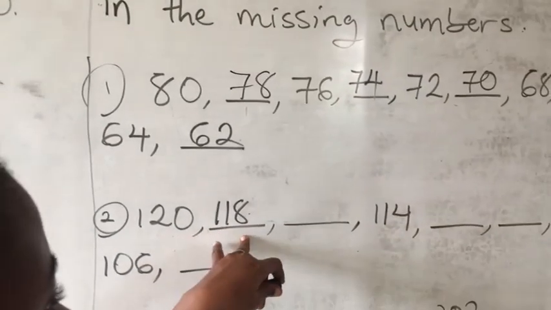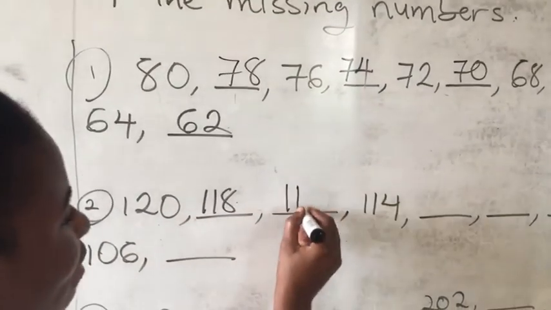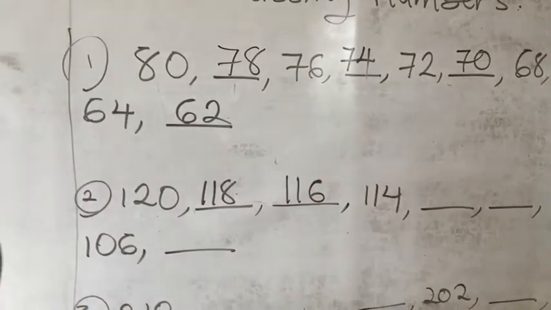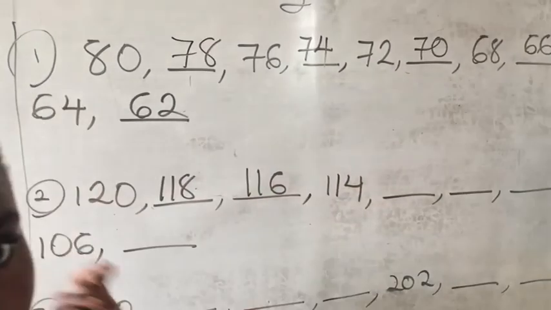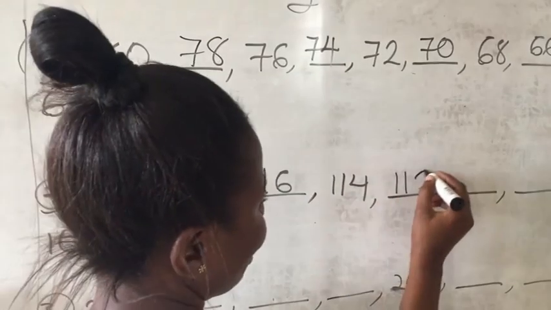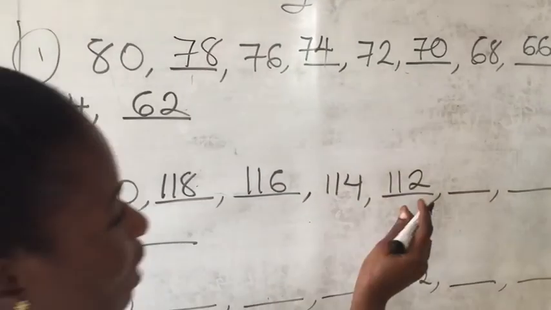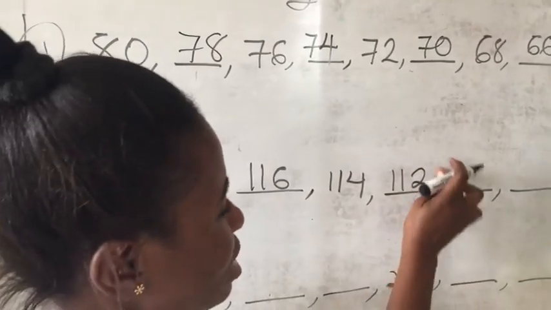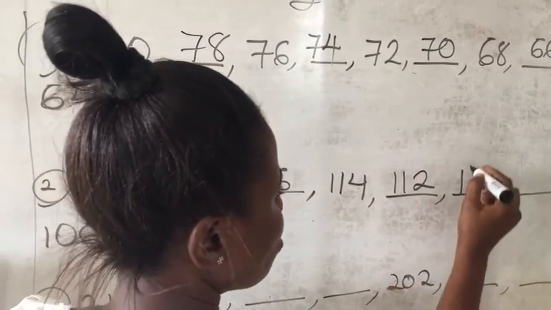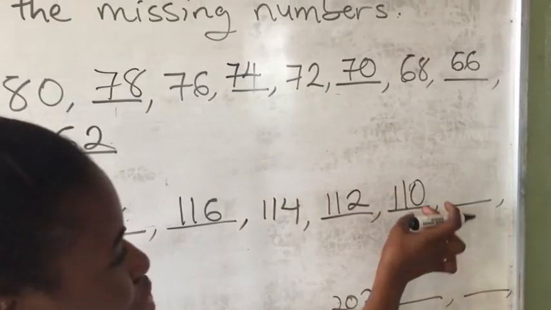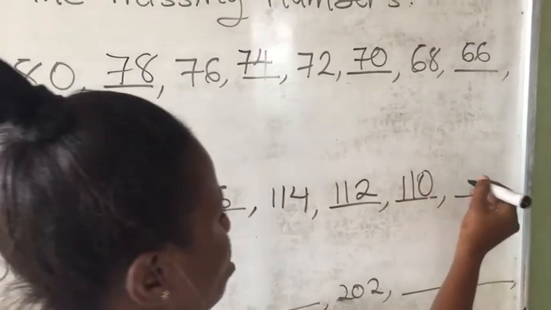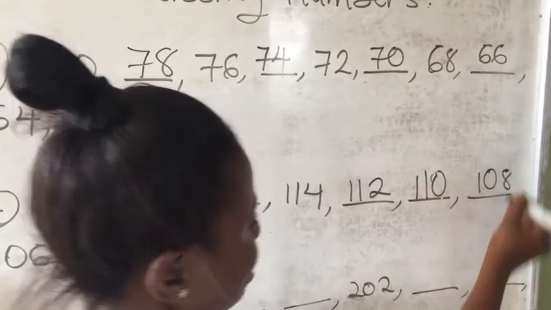118 minus 2 will give us what? 116. We've already done this exercise, so let's just go through. 114 minus 2 will give us 112. Now 112 minus 2, when you take this 2 out, it will be left with 0. So we have 110. Now 110 minus 2, so we take 10 minus 2 to give us 8. So we have 108.